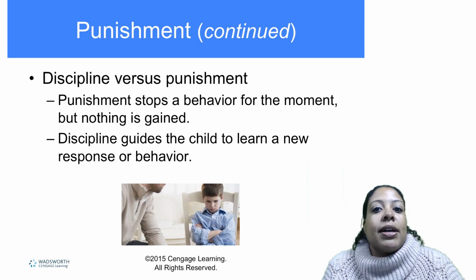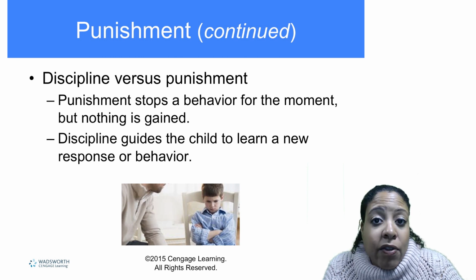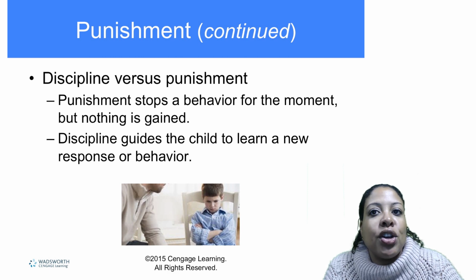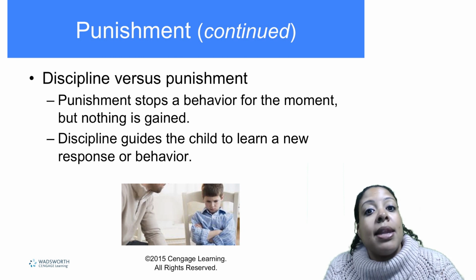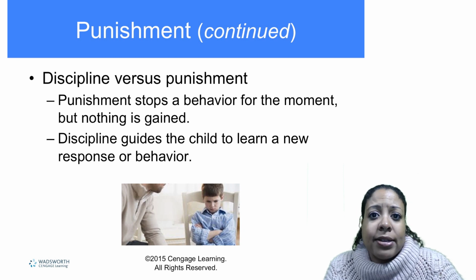Also, the text makes an important distinction between discipline and punishment. Punishment stops a behavior for the moment, but nothing is gained. However, discipline guides the children to learn a new response or behavior. So you can offer suggestions. Instead of doing this, next time, what can you try differently? Okay, and giving them an opportunity to practice.